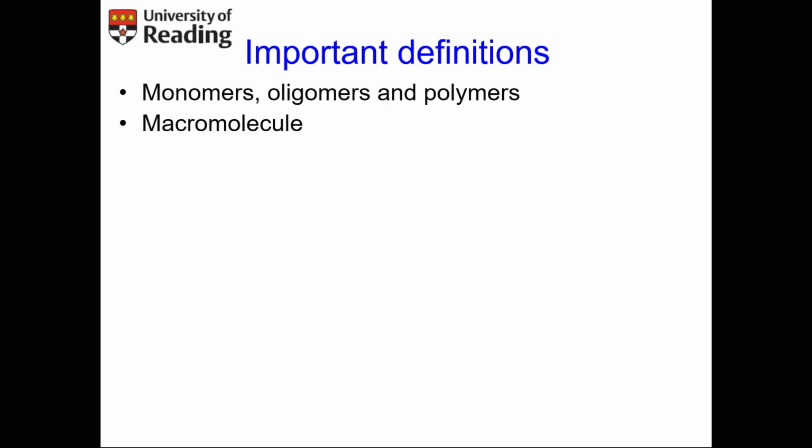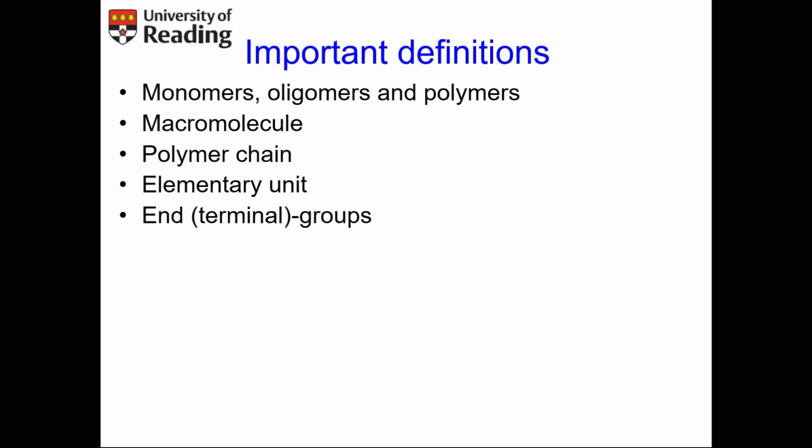Then polymers consist of macromolecules. So molecules of polymers are called macromolecules. Sometimes they are also referred to as polymer chains. So basically macromolecules and polymer chains are the same thing. Each macromolecule or polymer chain will consist of an elementary unit or elementary repeating unit, and this will be like a molecule of monomer, a repeating unit of a monomer that will repeat itself along the macromolecular chain.